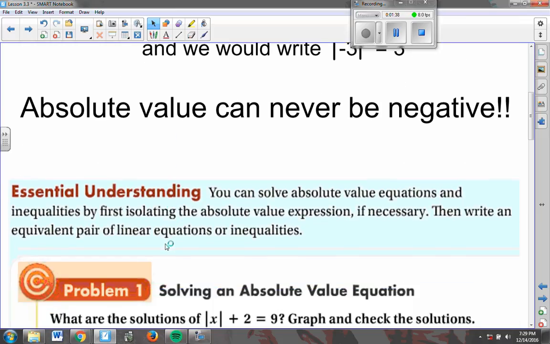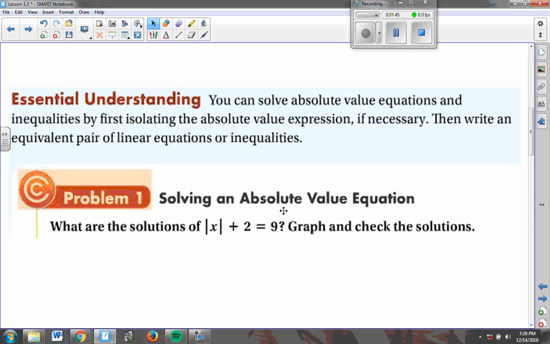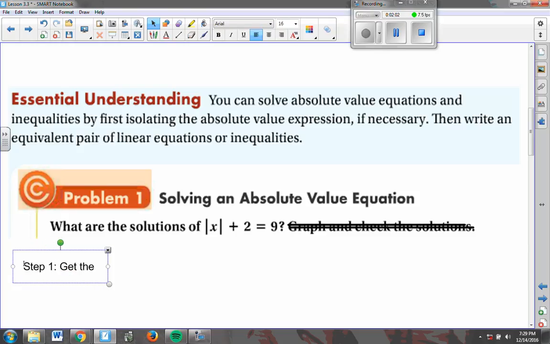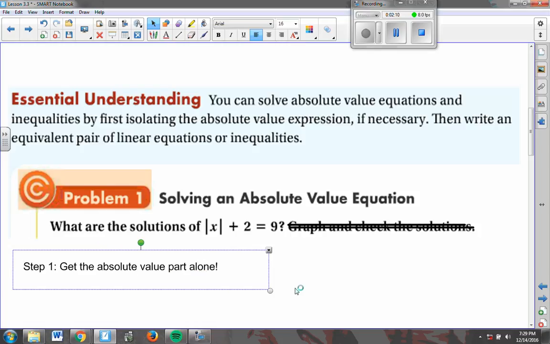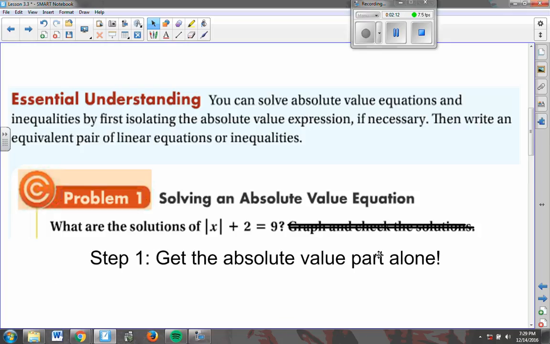So in this section, we're going to solve equations that involve absolute value. What are the solutions of the absolute value of x plus 2 equals 9? Well, step 1 is always to get the absolute value part alone, just like we would usually get an x variable alone.